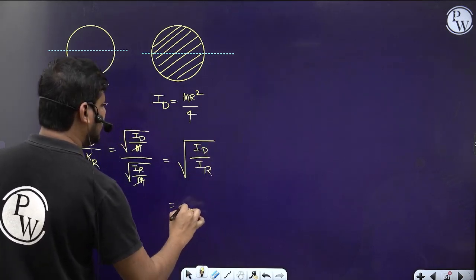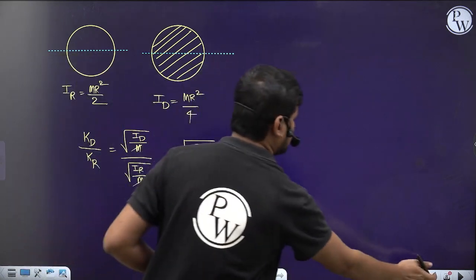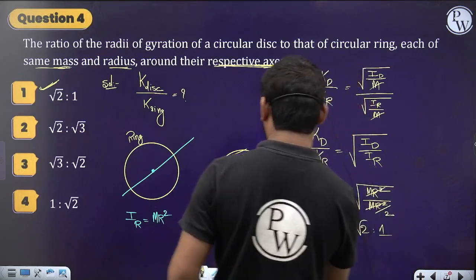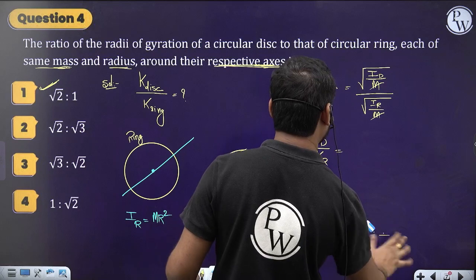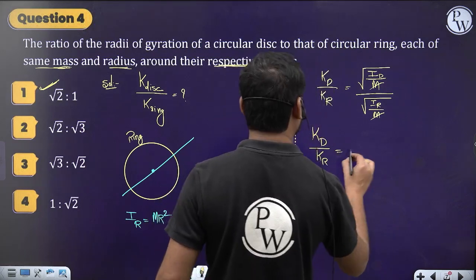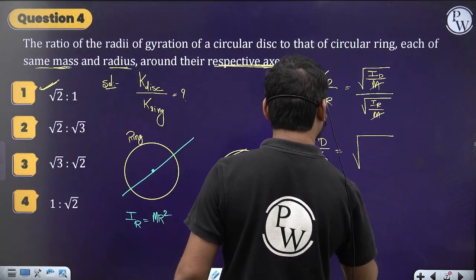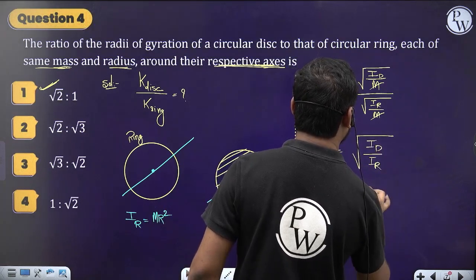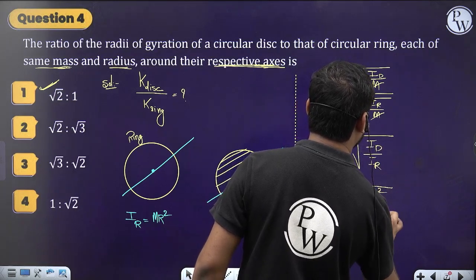What is I_D? The moment of inertia of the disc. Sorry, I wrote the formulas reverse, sorry guys, my bad. Here, for mr square by 2, first I should write. Yeah, here we did the mistake. So here it is I of the disc by I of the ring. So here I of the disc is mr square by 2, by mr square.